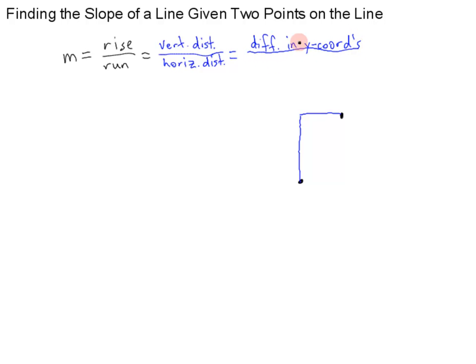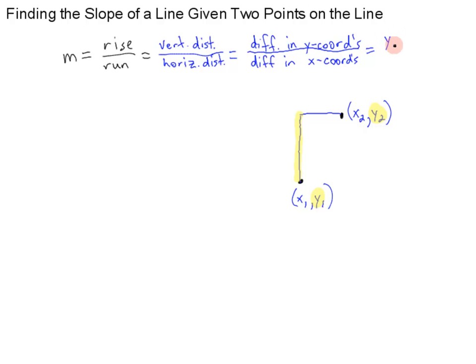And the horizontal distance is the difference in the x-coordinates. Okay? So let's be a little more precise now. Let's say that this ordered pair is x sub 1, x subscript 1 is the x-coordinate, and y subscript 1 is the y-coordinate. Here the x is x sub 2 and the y is y sub 2. So to calculate the difference in the y-coordinates, or the rise on top, I need to take this y-coordinate minus this y-coordinate. That will give me this vertical distance right here.